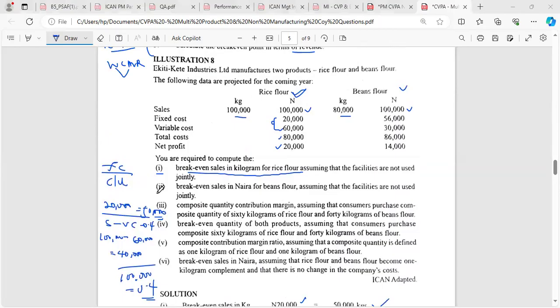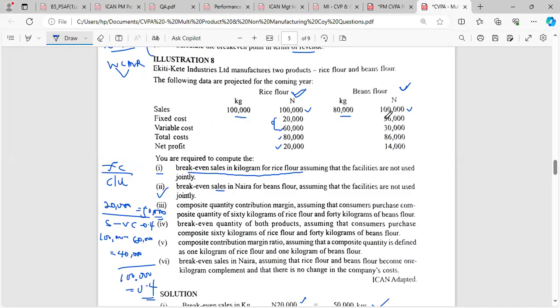So the question says break-even sales in Naira. This one is not in value for bean flour, assuming that the facility is not used jointly. So we are going to calculate for bean flour, assuming that we are not using the same facility to produce both of them. If we were, we would use weighted average. But now, no need for weighted average. So let's use bean flour.